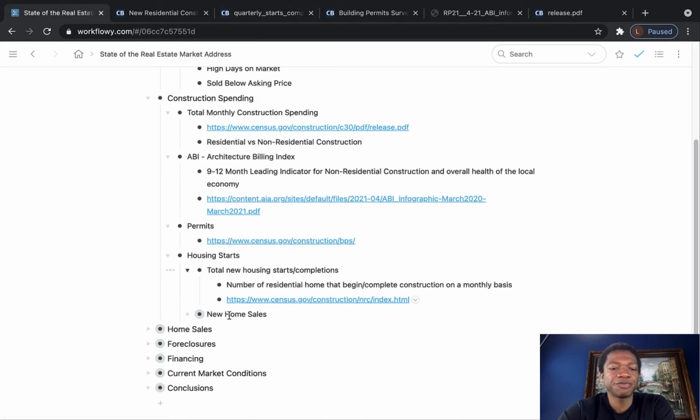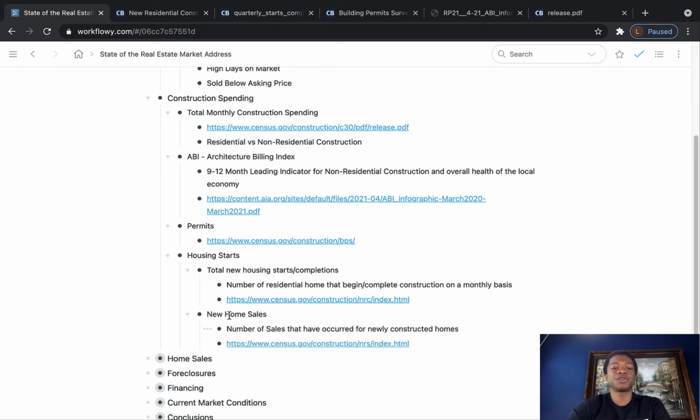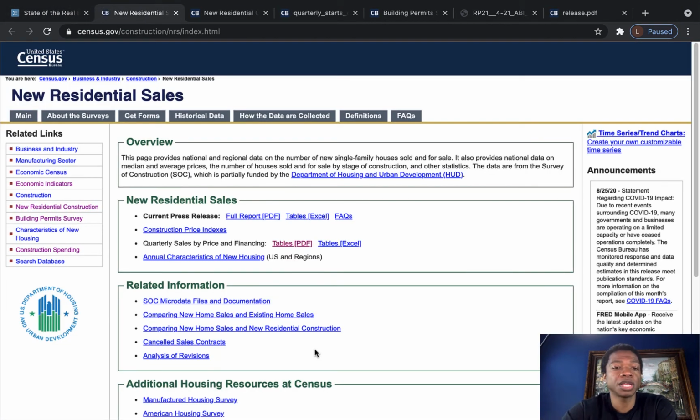Now, for actual new home sales, it's one thing to inquire of the architect, get the permit, start the construction and finish the construction, but it's another thing to actually sell the home. And so that's another thing that the Census Bureau also tracks as well. So if we take a look at the actual sale of newly constructed homes, quarterly sale by price and financing.